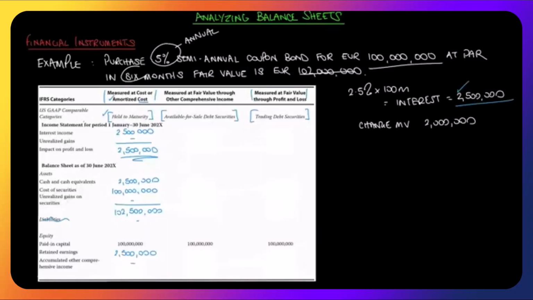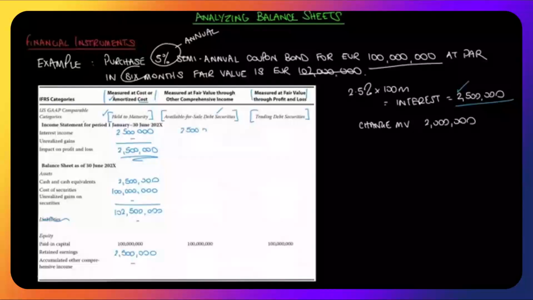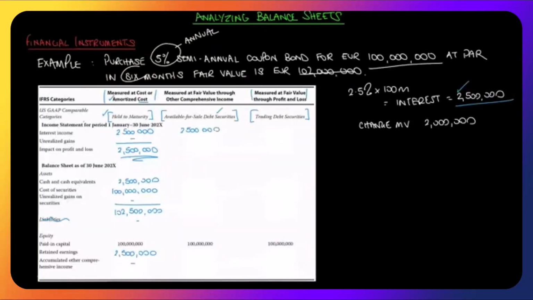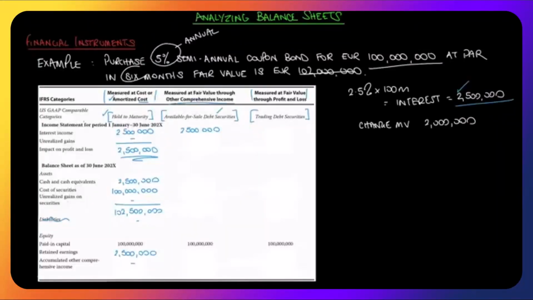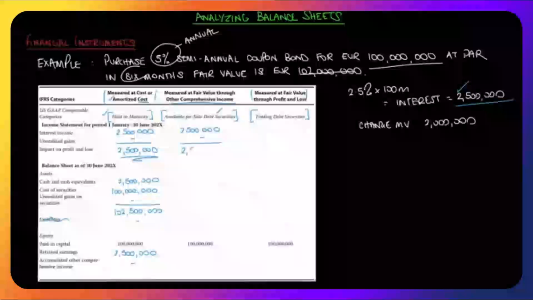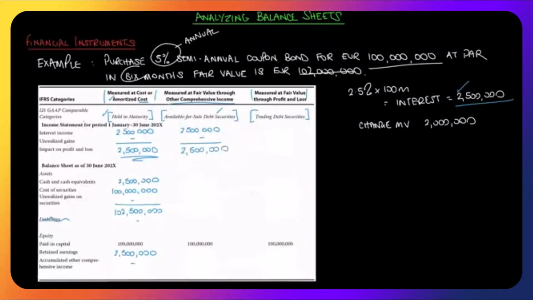Let's compare and contrast to fair value through other comprehensive income, available for sale in the US. Interest income always goes to the income statement. Unrealized gains, it's available for sale. We will recognize the unrealized gain, but it will go to OCI. It will not go to the income statement. 2.5. Balance sheet, we receive the interest. Can't argue with that.